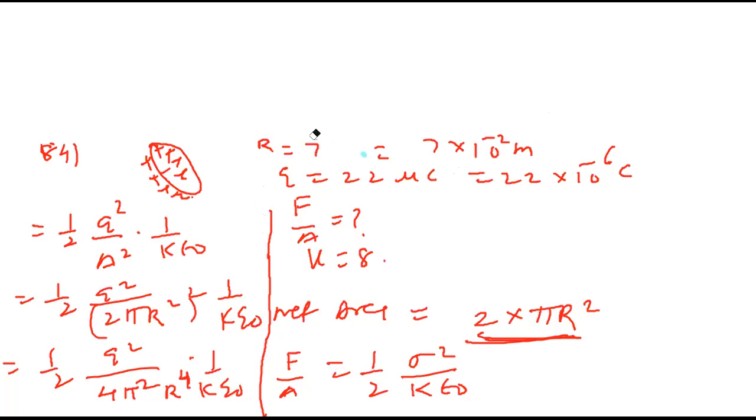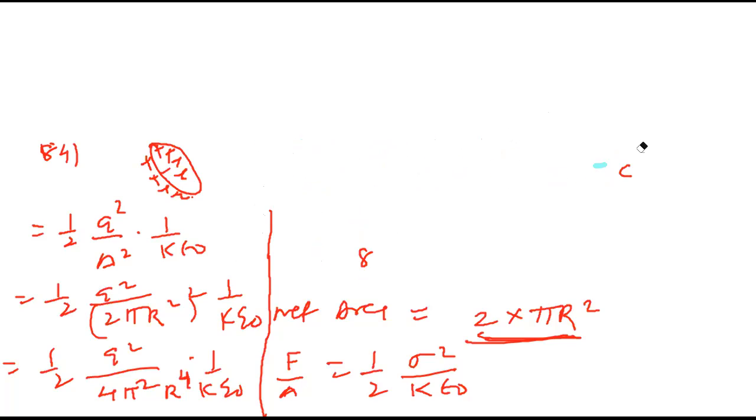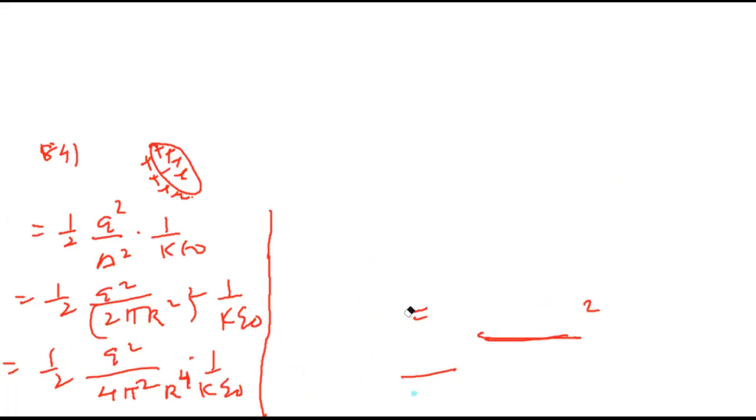Yes, sir. Okay. Now just see the simplification. I'm putting the values of half. How much is Q given? 22 into 10 raised to minus 6.